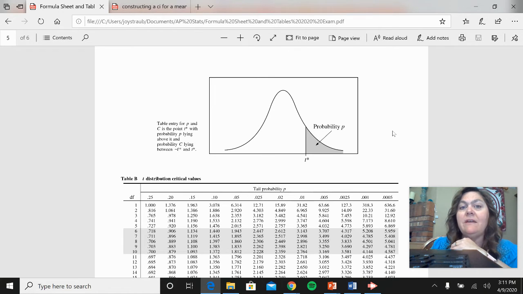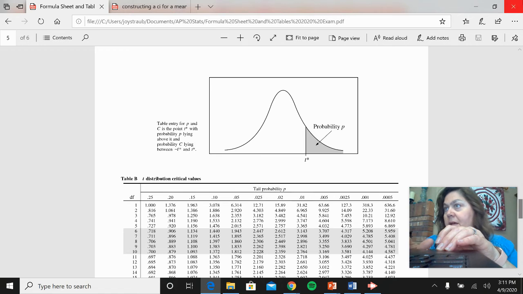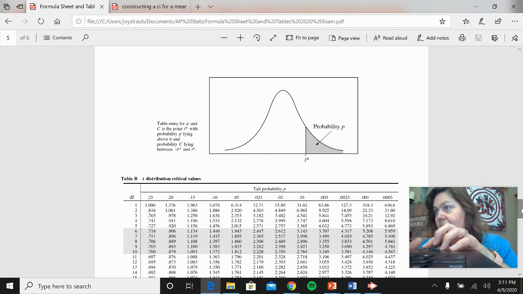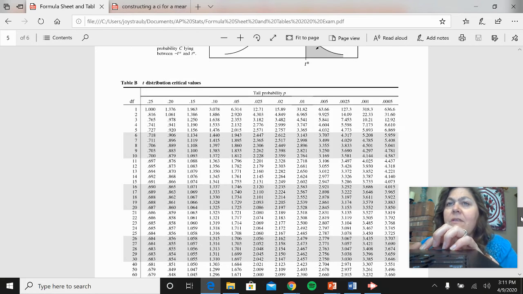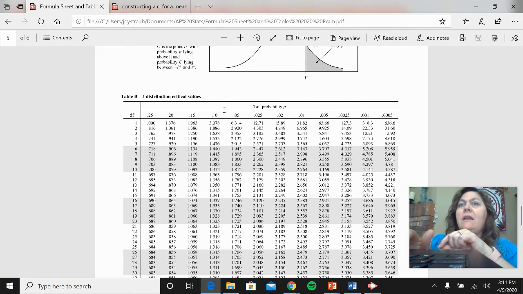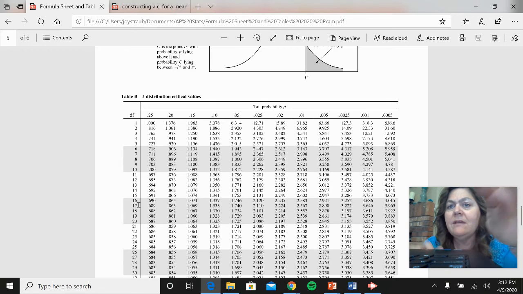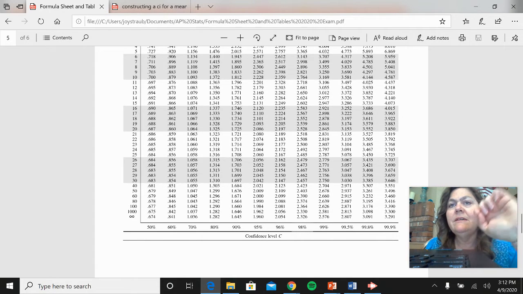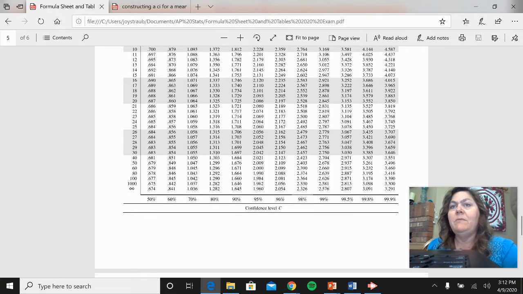It depends on the size of n. As n gets larger, it gets more and more normal. So it depends on n. All right. But let's scroll down. If you look at the left-hand side now, you see df, and df goes 1, 2, 3, 4, 5, all the way down here. It's counting by ones until it gets to 30, and then it starts jumping up and down.